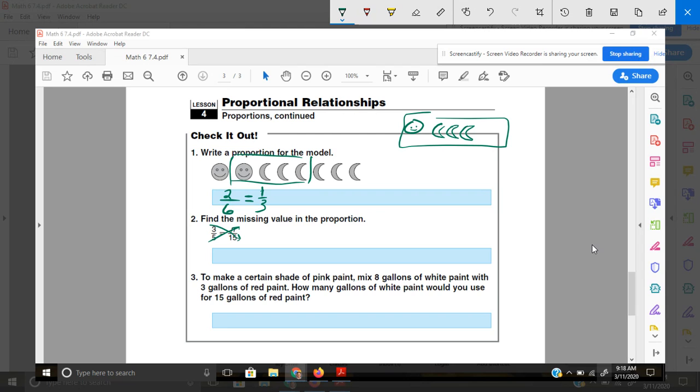Number 2, I'll again use my cross products property. So 5 times n is 5n equals 3 times 15 would be 45. So 5 times what number is 45? Or divide both sides by 5 to undo the multiplying. So n would equal 9.